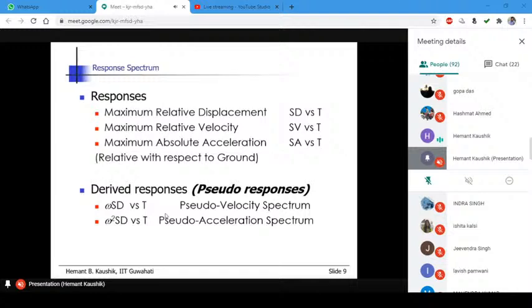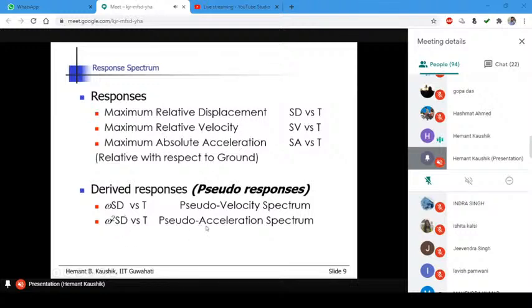So people generally do not do that. We approximately calculate this velocity spectrum by multiplying the spectral displacement, for which we have the solution, with omega, the natural frequency, and get omega SD versus T. We will discuss in the next slides why we call it pseudo velocity and why we call it pseudo acceleration.